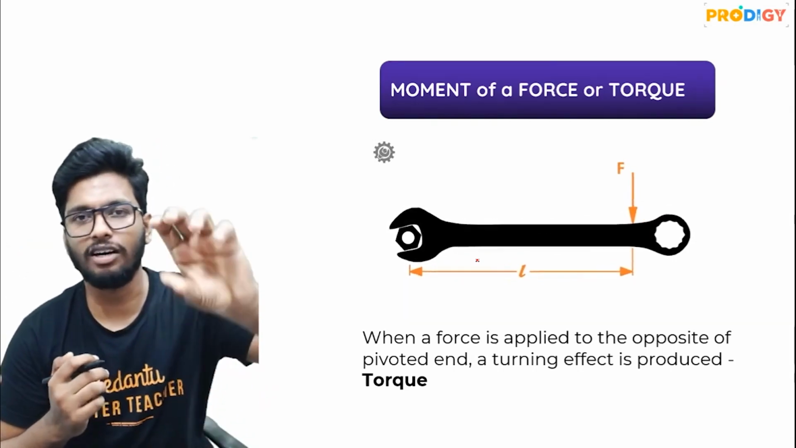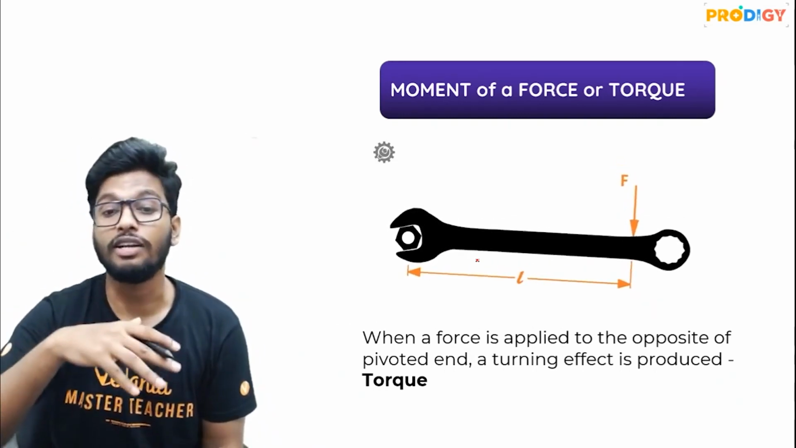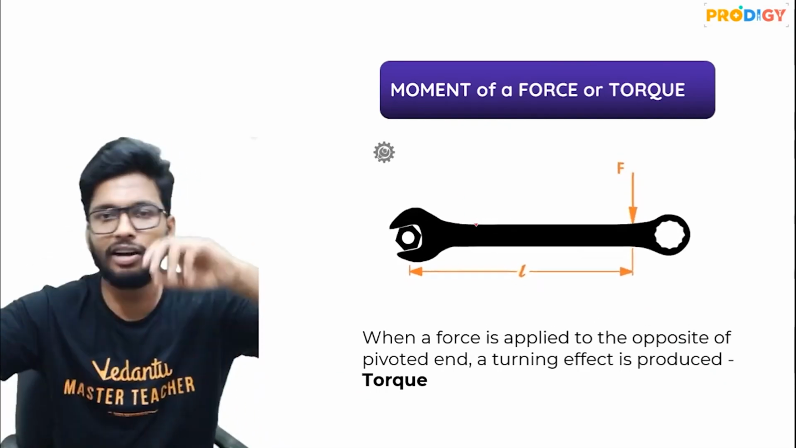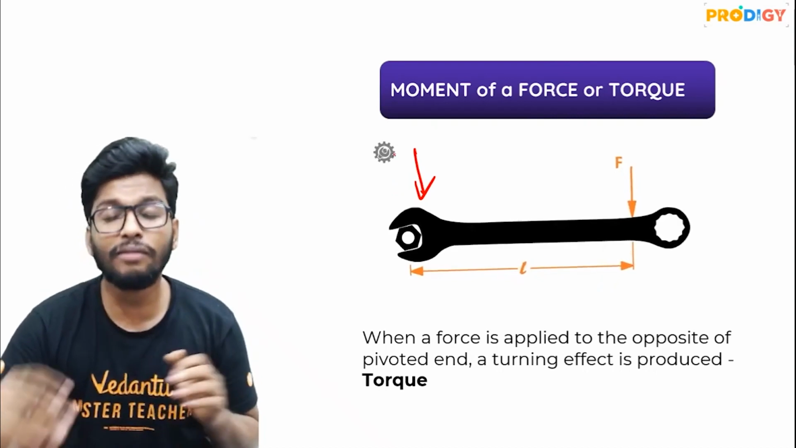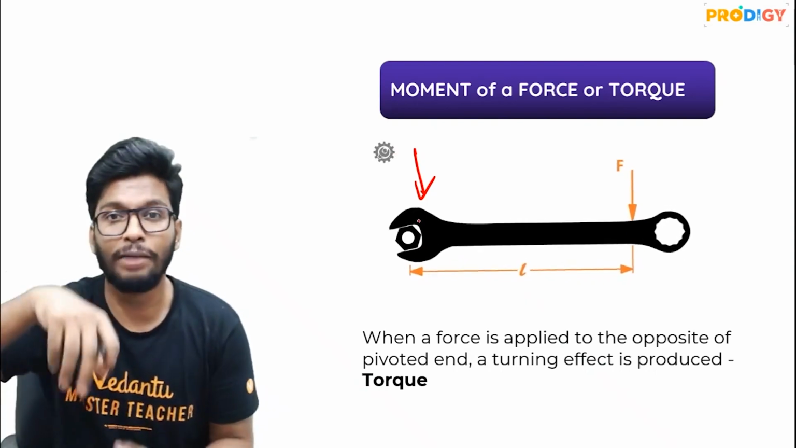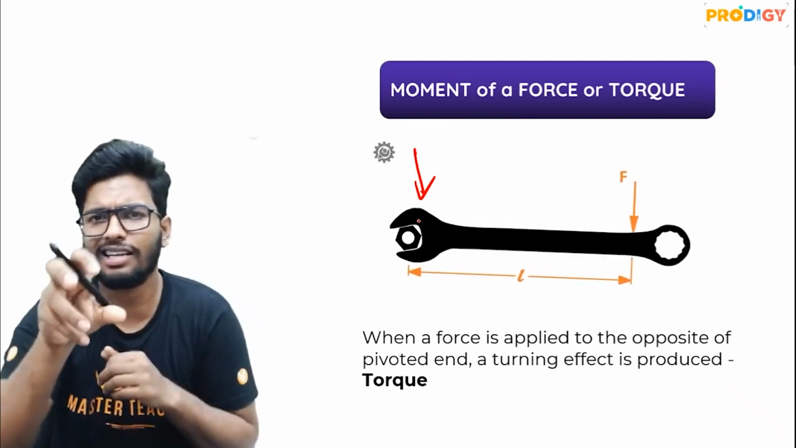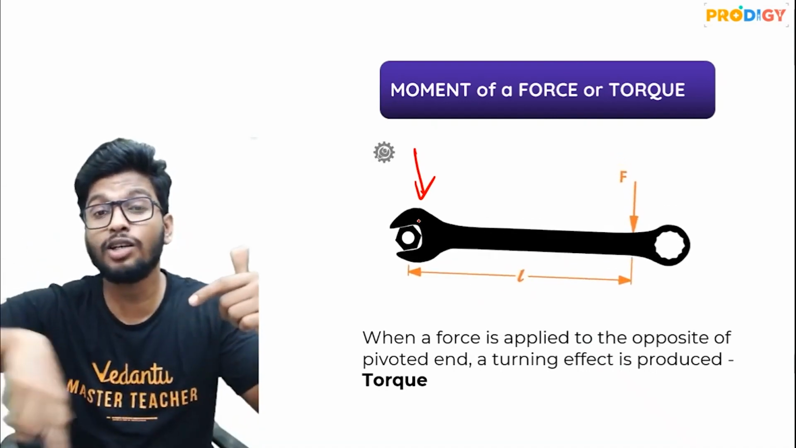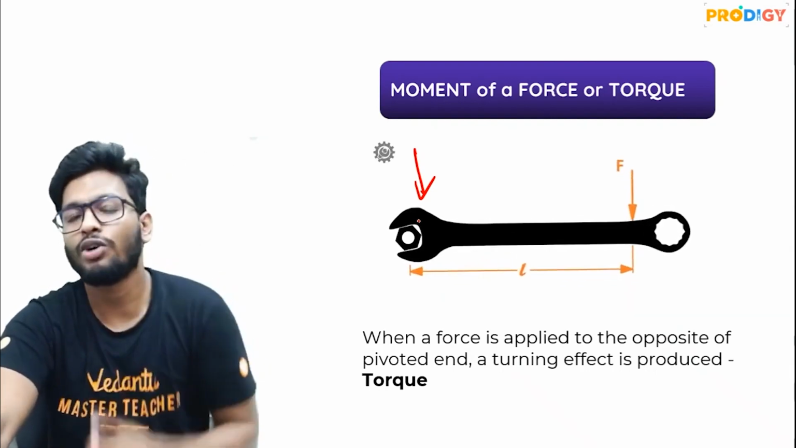See, guys, like I told you, when a body is fixed about a point and you apply a force, you see rotational motion. So when the force is applied at the opposite side of the pivoted end, obviously you can't apply a force right at the pivot, as then there'd be no rotational motion. So you have a wrench here held onto a nut, and that nut is the axis of rotation, where it's pivoted. When you apply a force, you see rotational motion. That motion that you see is what is called torque.